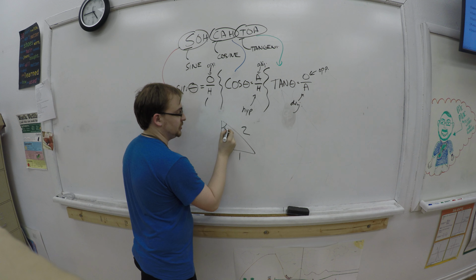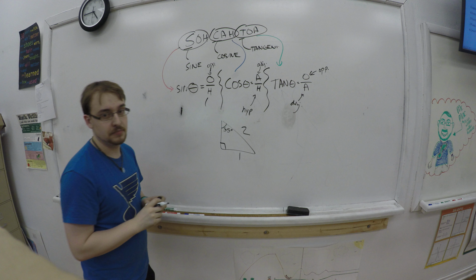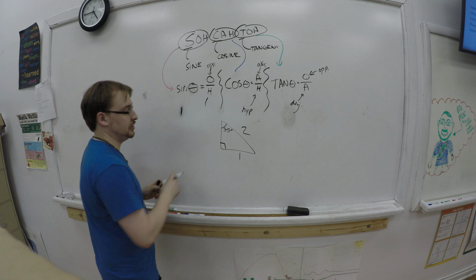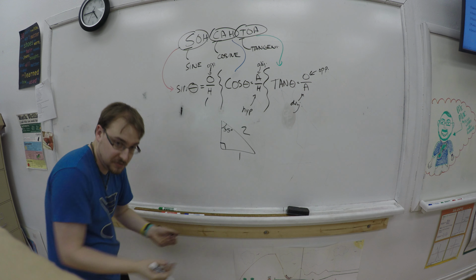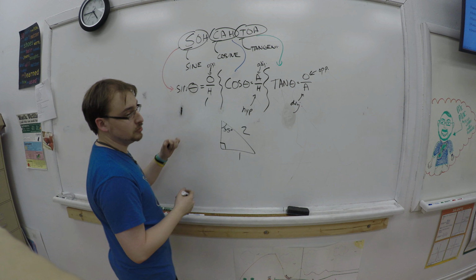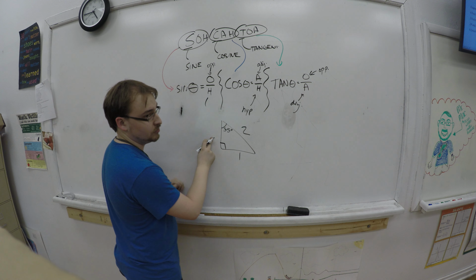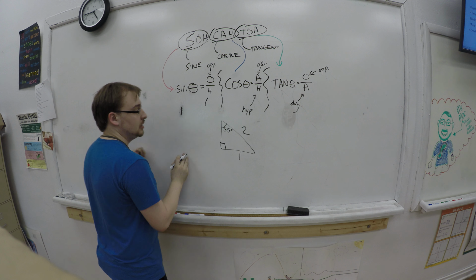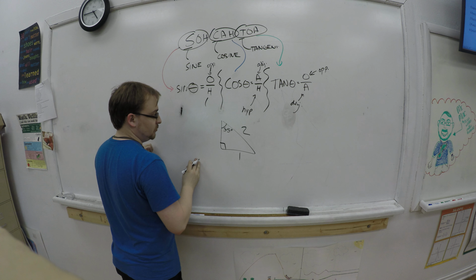Now it screws everything up, okay? You don't know 35 degrees. That's not a special triangle. So you need to use trig. We're missing one side. We could do Pythagorean theorem. That works too. But we're going to do trig.